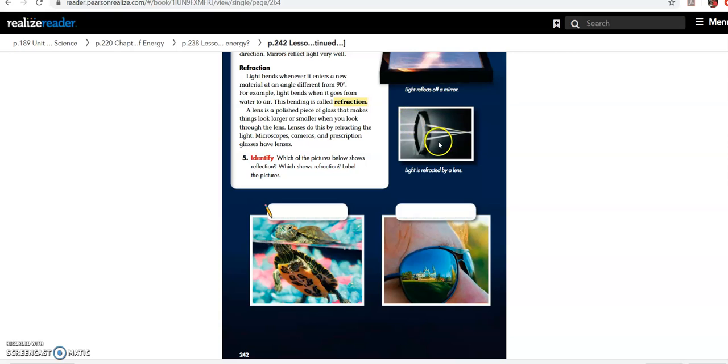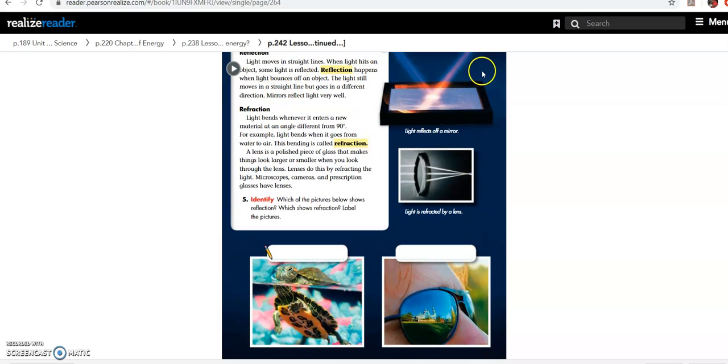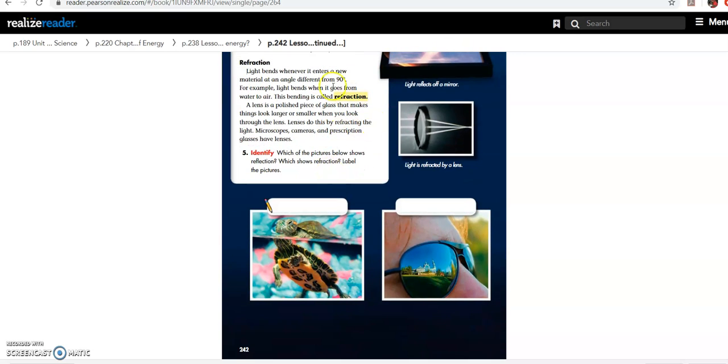Refraction is where light is bent. We use these in some telescopes. Refraction is when light bends. So notice light bounces in reflection. In refraction, light bends. If I have a lens that is concave or convex, I am causing the light to bend as it comes through, or refract.